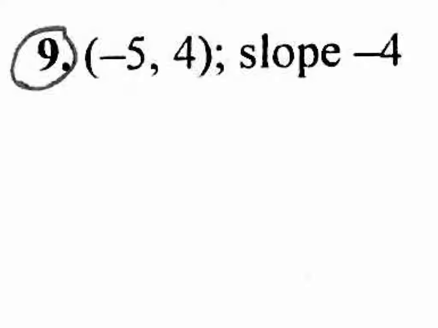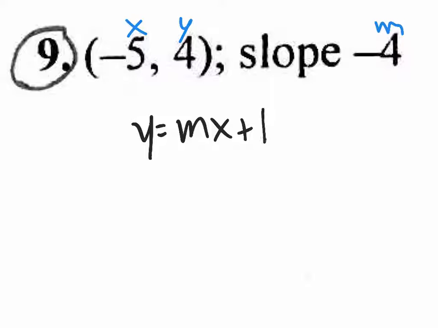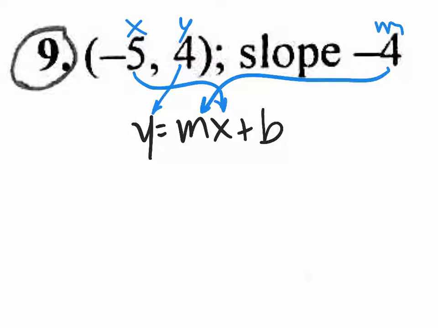What do they give us? They give us an x value of negative 5, a y value of 4, and an m value of negative 4. Let's plug it all into y equals mx plus b. So our m value, negative 4, goes right in here. Our x value, negative 5, goes right in there. Our y value of 4 goes right there. So I do have 4 equals m, which happens to be negative 4, times x, which happens to be negative 5 when I plug it in, and then the plus b is out here at the end.